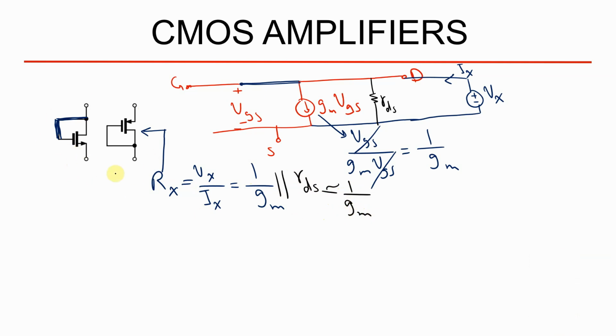This is the device that we call diode connected devices, and most of the time in CMOS amplifiers we can just remove it and put this resistance instead of it.